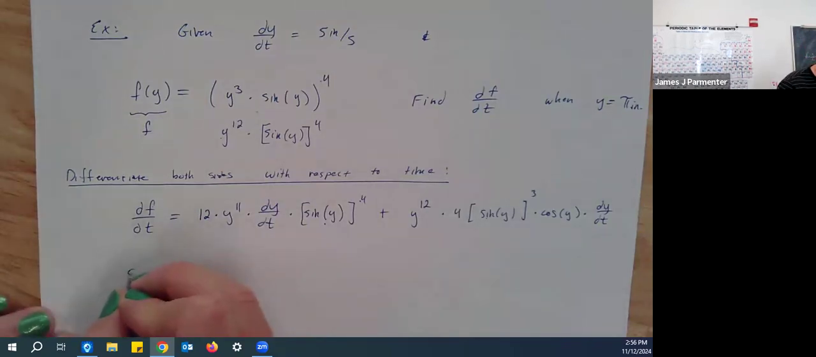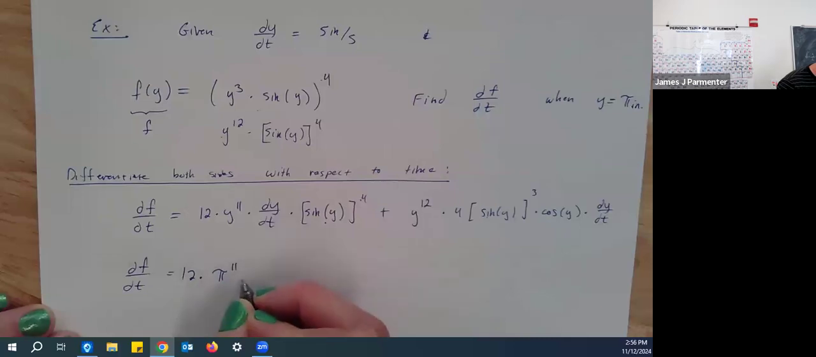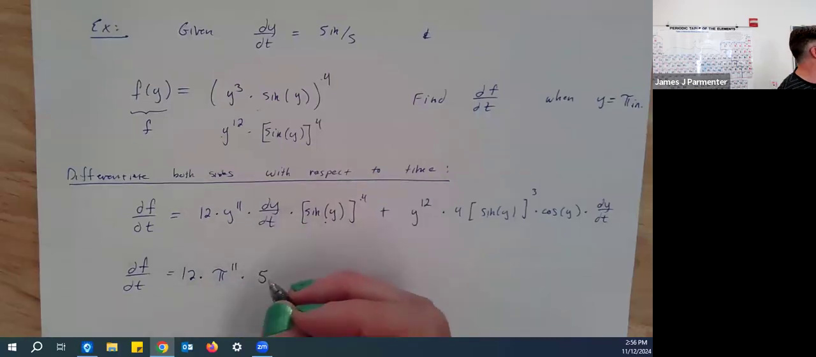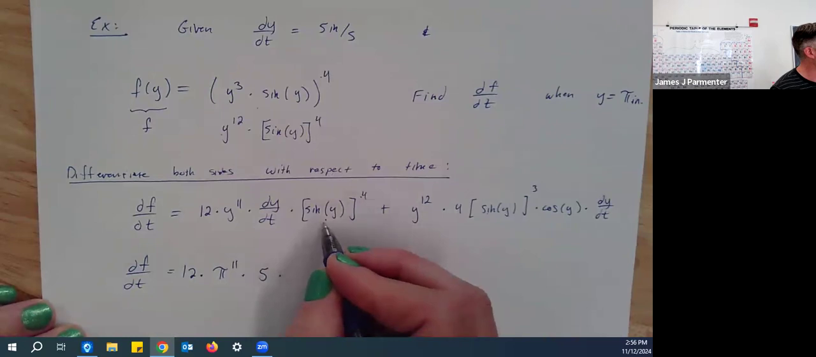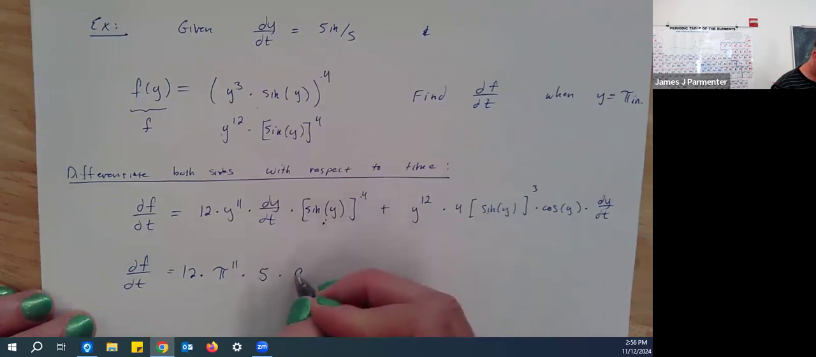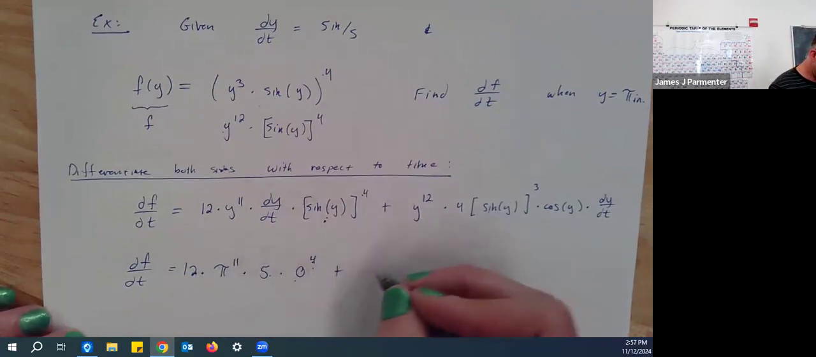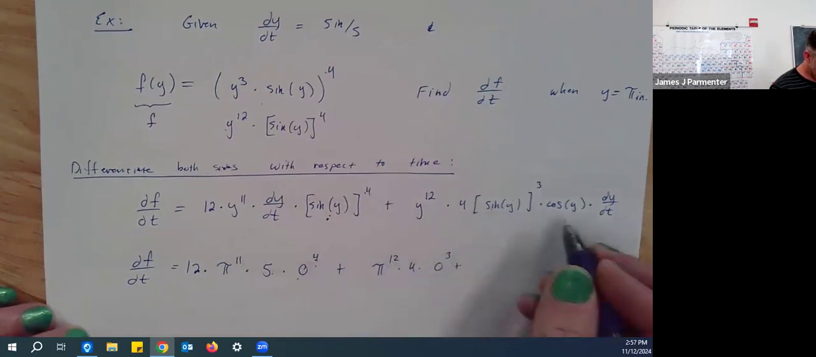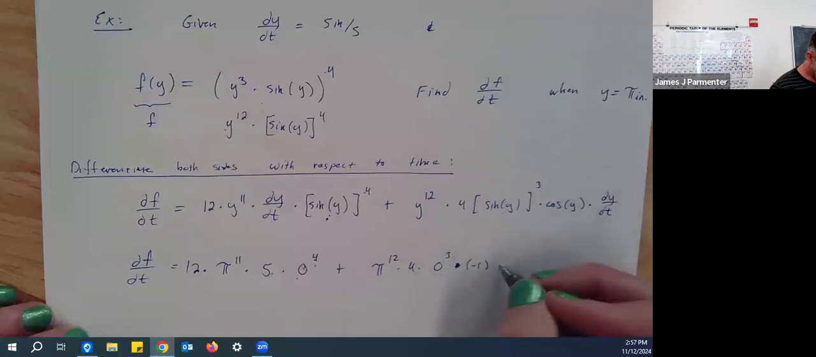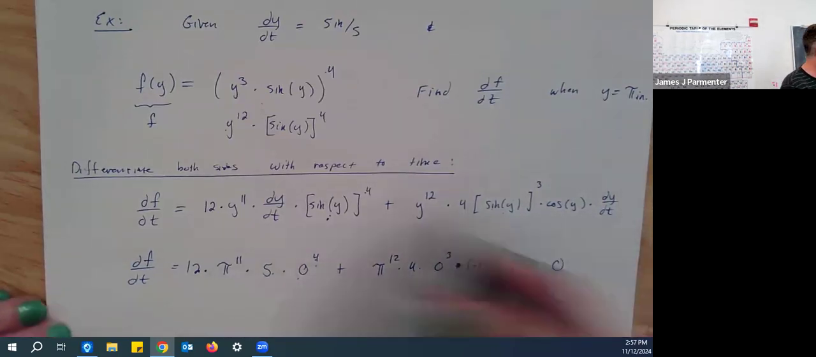Yeah, I'll do the work. So plugging in, we're going to get 12 times pi to the 11th power times dy dt, which is 5. I don't like to write the units until the very end. Also, the units here probably wouldn't make a whole lot of sense because I got ridiculous powers. Times what's sine of pi? 0. Maybe I should have looked at that first, because 0 to the 4th is 0, and 0 times anything is 0. Plus, over here, pi to the 12th times 4 times sine of pi, which is 0 again, times cosine of pi times dy dt. So this one, because of lack of foresight, ends up being just a good old 0.